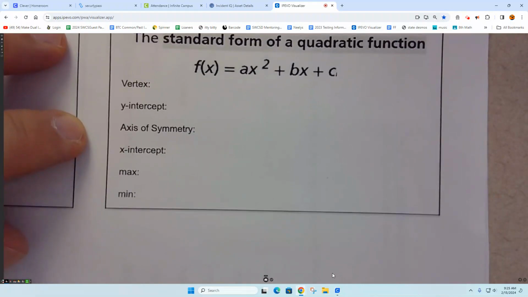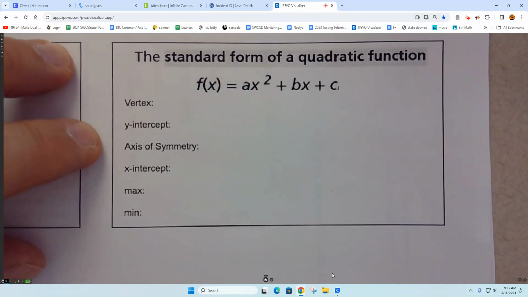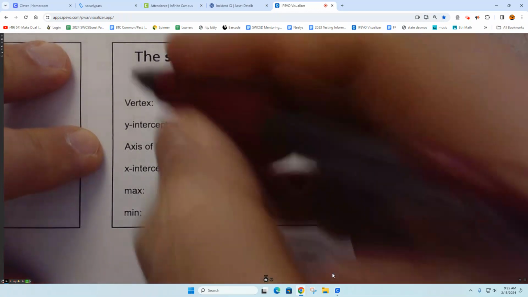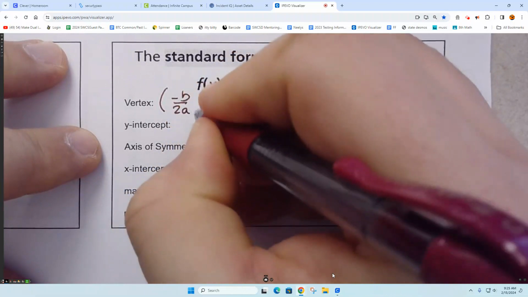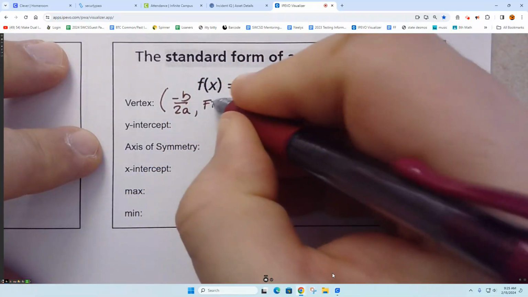Next one, standard form. Our vertex. What is our vertex here? A lot of people came up to me yesterday and said, I don't know how to find vertex. And I said one thing to them. I said negative b over 2a, comma, and then I said find.